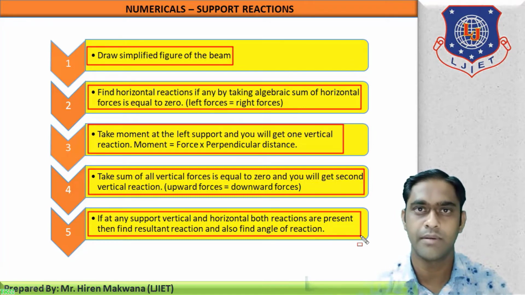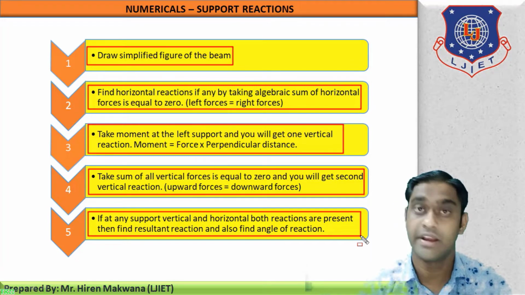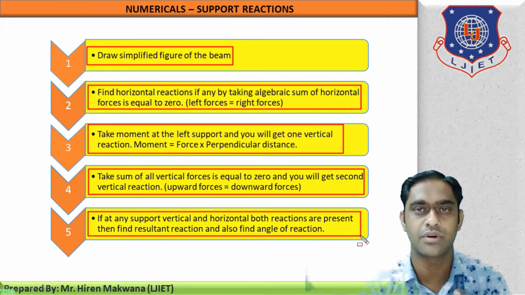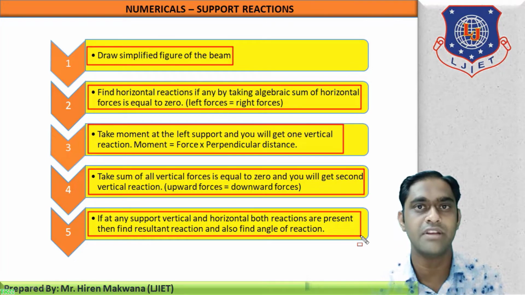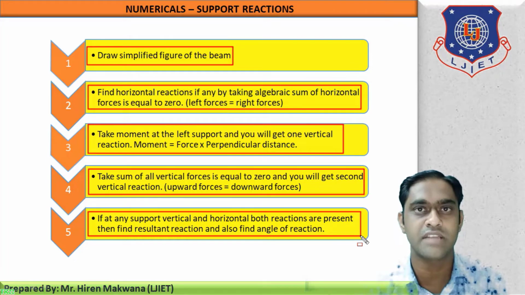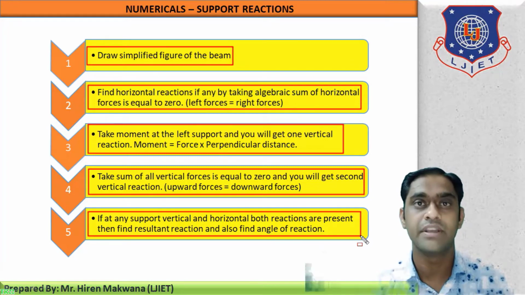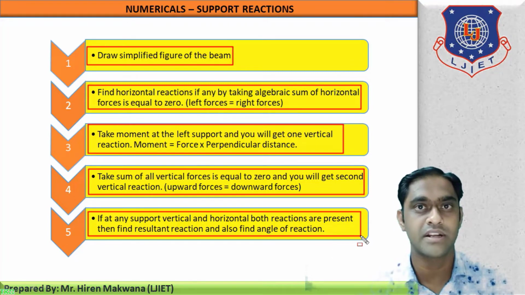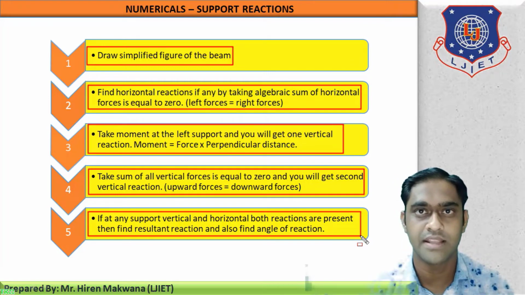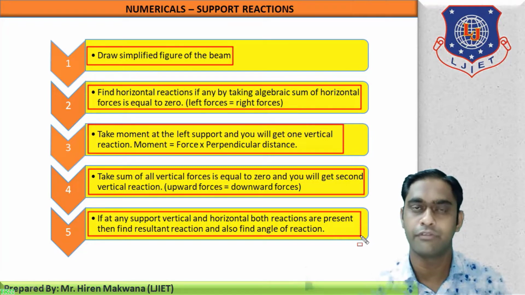Now most important thing, remember over here, step number 2 may be cancelled. When will it be cancelled? When horizontal reactions are not present in step number 2, then step number 5 is also cancelled, because what is written in step number 5 is that when vertical and horizontal both reactions are present, then and only then we have to find the resultant reaction. But if horizontal reaction is not present in step number 2, then automatically step number 5 is cancelled. Okay, so the remaining steps are 1, 3 and 4 only.